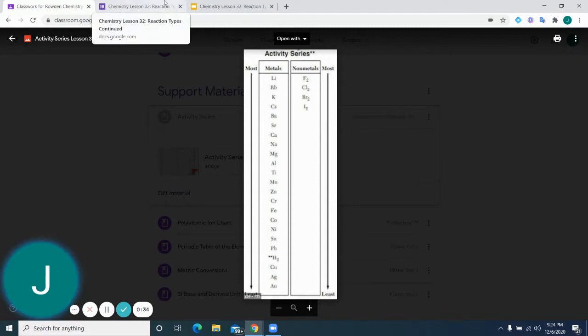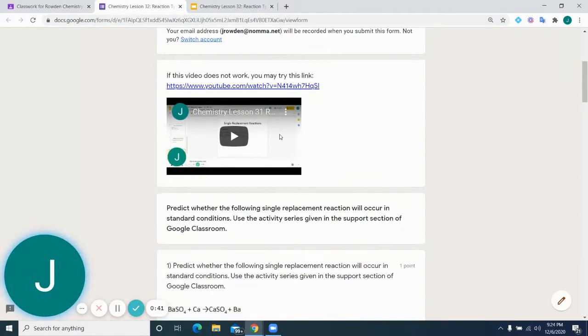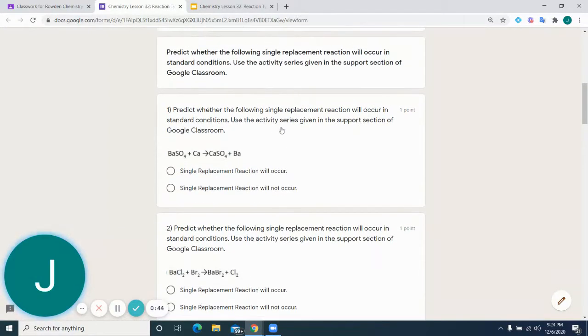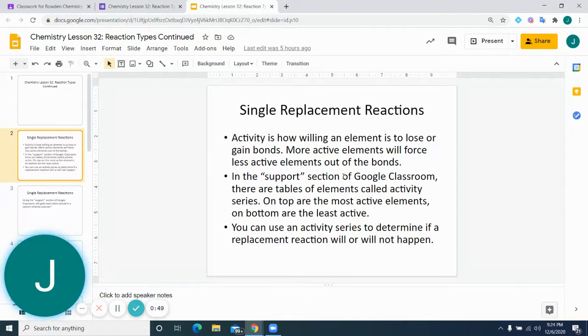So really, this lesson's pretty straightforward. If you can recognize single and double replacement reactions, I think you'll be in good shape to do this lesson. So, first thing, we're going to add something to single replacement reactions. If you remember, a single replacement reaction is where one element replaces another element. So, activity is a term that will be described if an element is willing to lose or gain bonds. More active elements will force less active elements out of bonds.